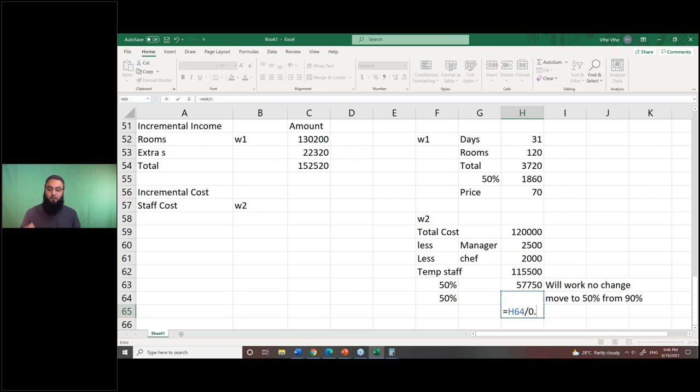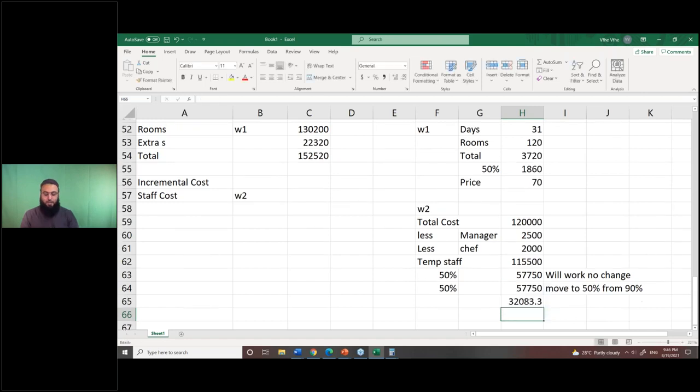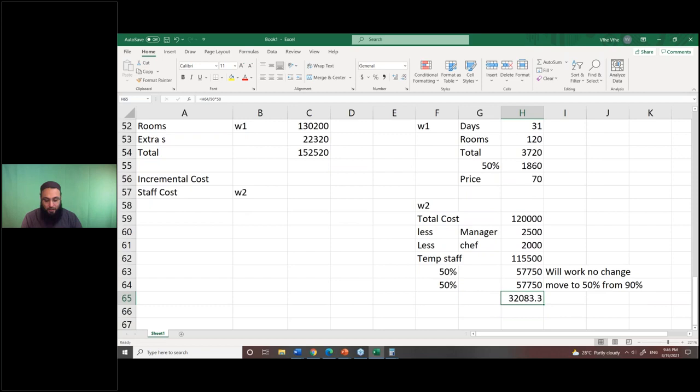Divide this with 0.9, because this was based on the 90% occupancy. Divide this with 0.9, okay, and multiply this with 0.5. So divide this with 90 and multiply with 50. So this is the figure you will get here in this case, and that is 32,083.